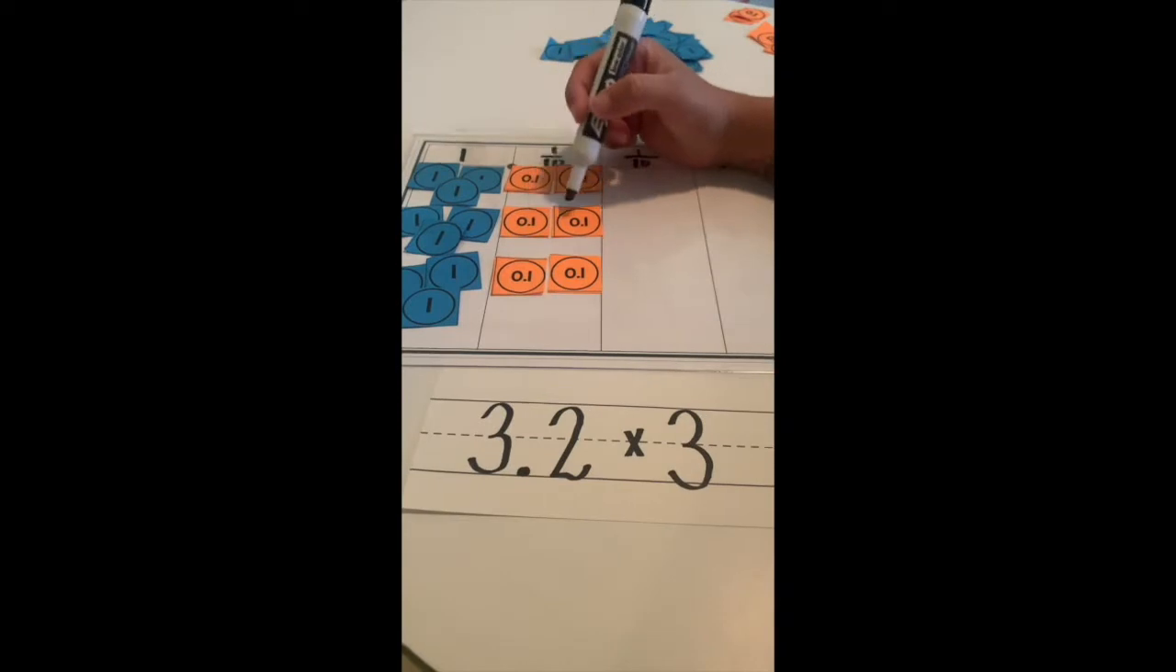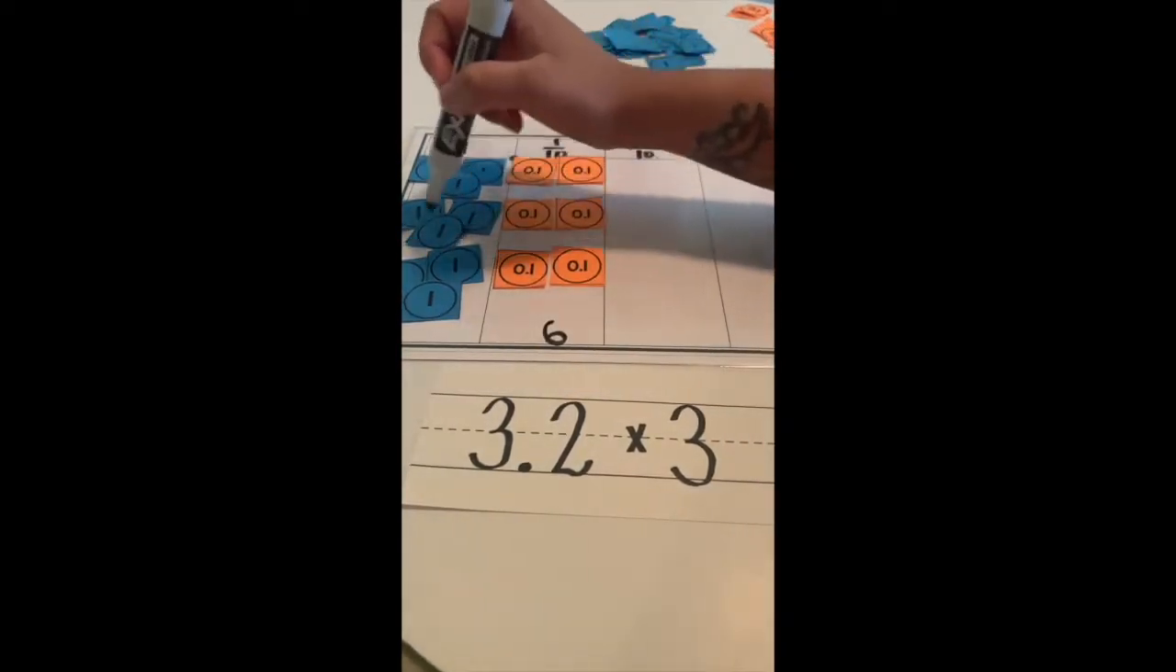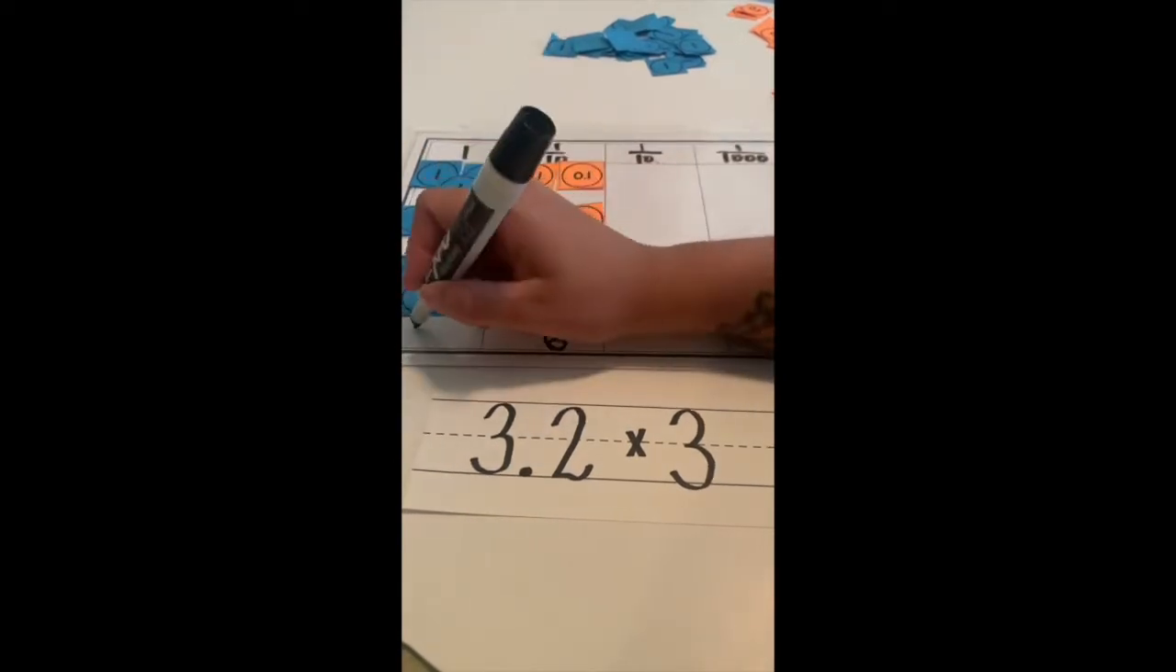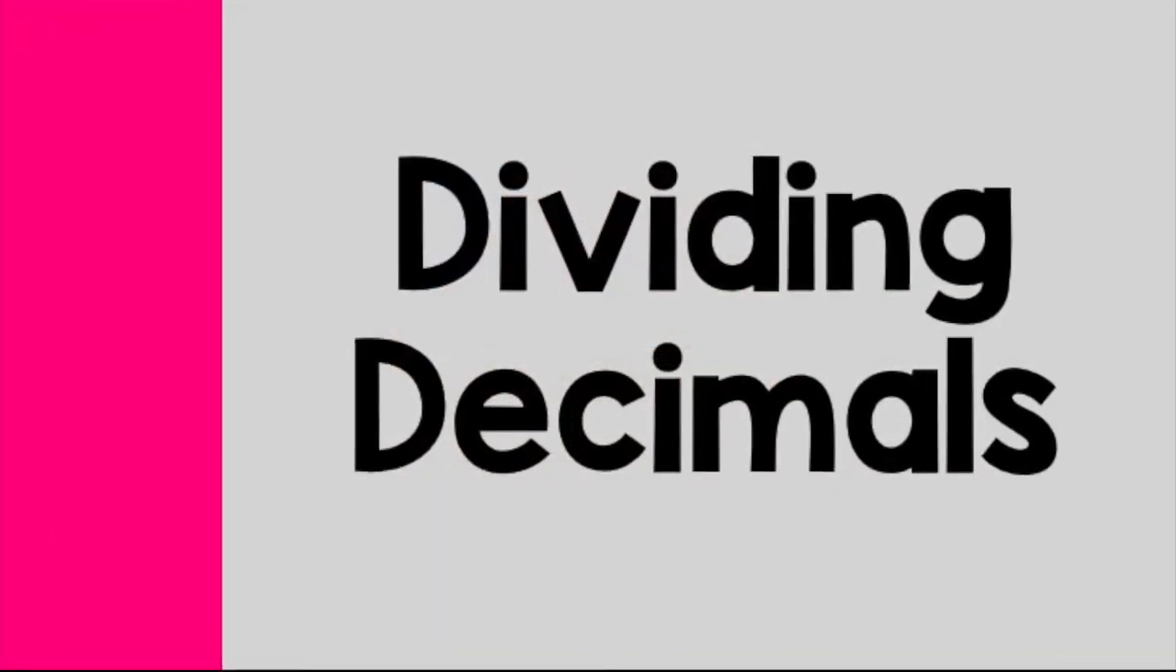Now it's time to count my place value discs. I have 6 in the tenths place and 1, 2, 3, 4, 5, 6, 7, 8, 9 in the ones place. Therefore, my product is 9 and 6/10.